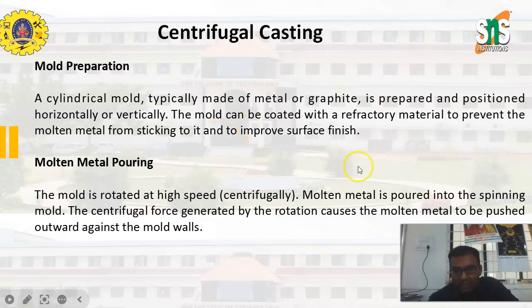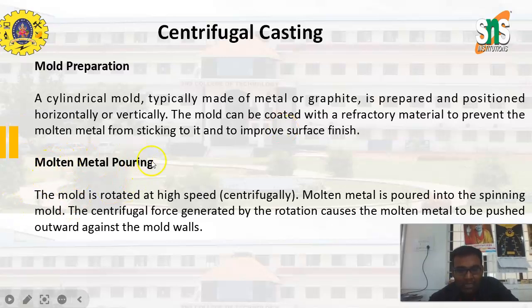Mold preparation. The first step is the mold preparation. A cylindrical mold, typically made of either metal or graphite, is prepared and positioned either in the horizontal direction or in the vertical direction. The mold can be coated with a refractory material to prevent the molten metal from sticking to it and also to improve the surface finish.